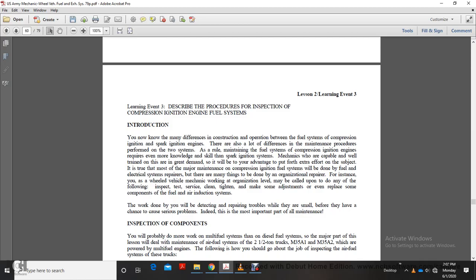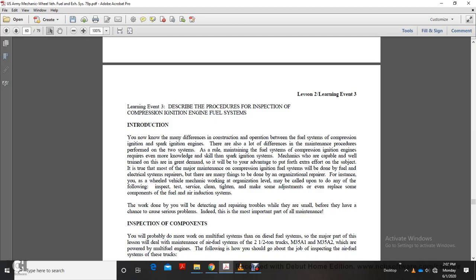The mechanics are capable, well trained, and in great demand, so it will be to your advantage to put forth your best effort on the subject. It is true that most of the major maintenance of compression ignition fuel systems will be done in fuel and electrical system repairs, but there are many things to be done with the organizational repair.